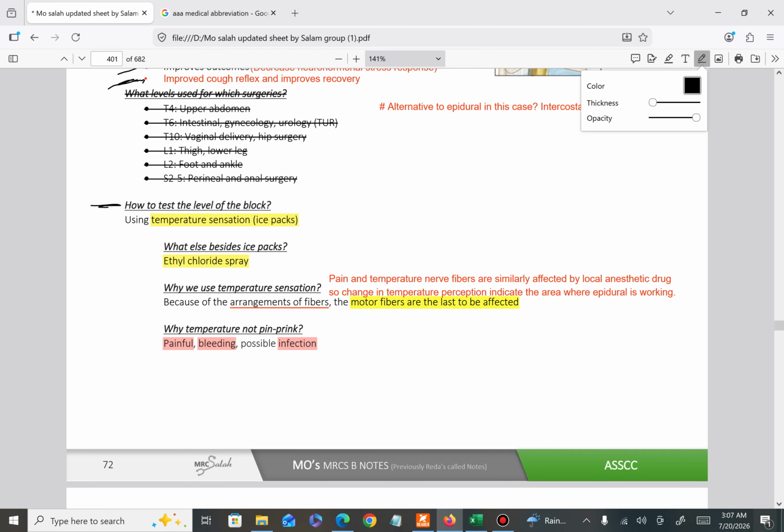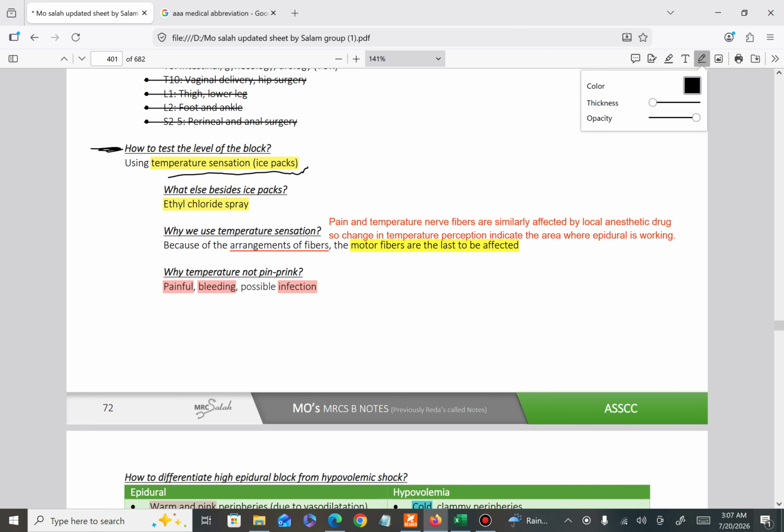How to test the level of the block? Using temperature sensation with ice packs. Okay, so we will test the level of the block by the temperature sensation using ice packs. What else besides ice packs? So ethyl chloride spray can be used also to test the level of the block. Why do we use the temperature sensation? Because of the arrangement of the fibers, the motor fibers are the last to be affected.